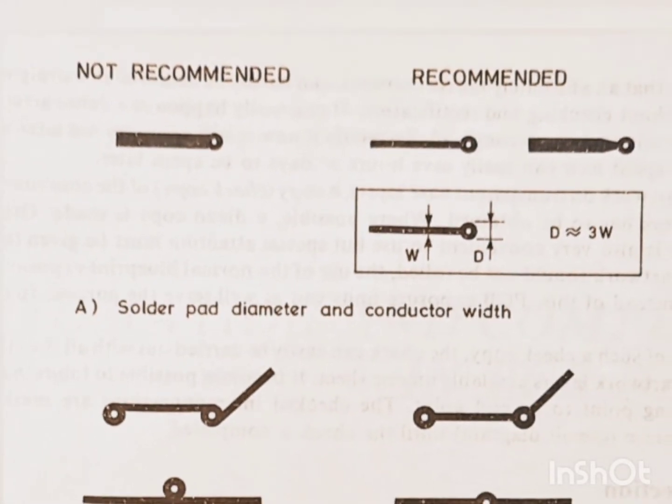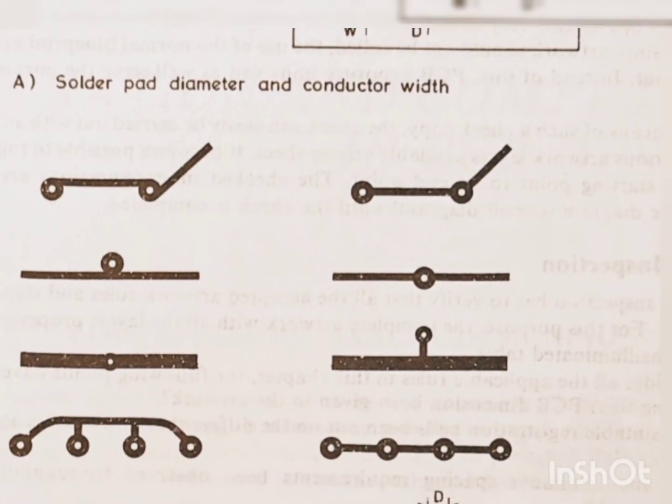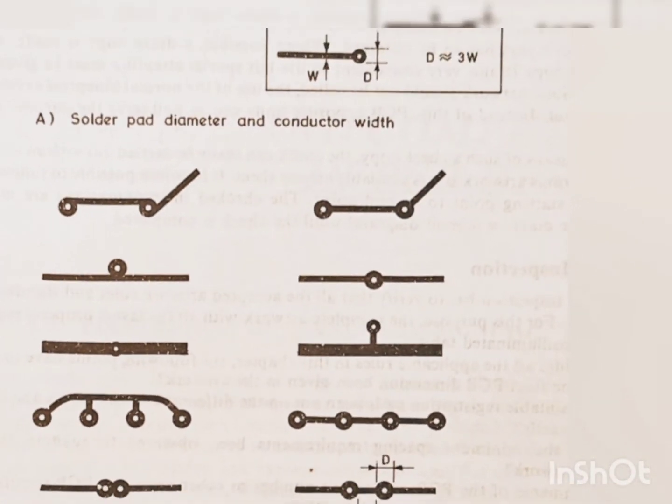So the track comes, but the soldering pad is a little bigger in either case. That is why they say recommended, and the size is also mentioned. If the track size is 1 mm, the size of the soldering pad, that is the circular one, can be 3 times, that is 3 mm. Similarly, if we go ahead, we have seen the solder pad diameter and the conductor.